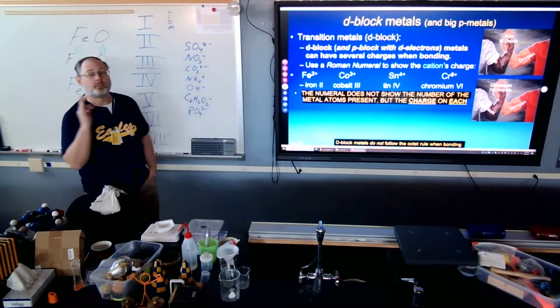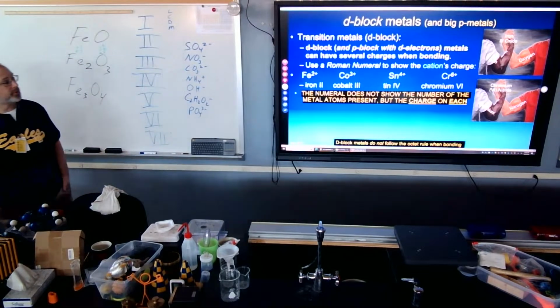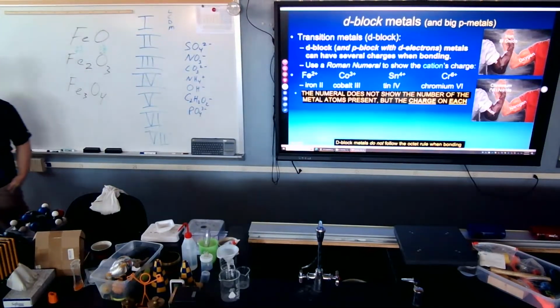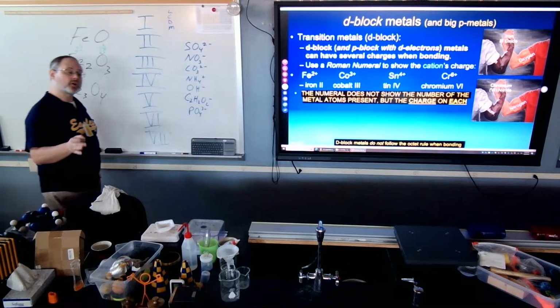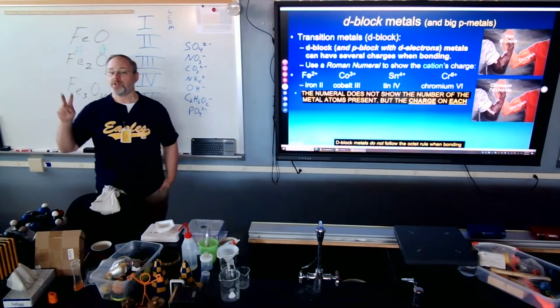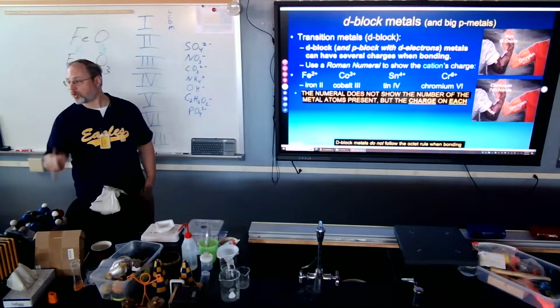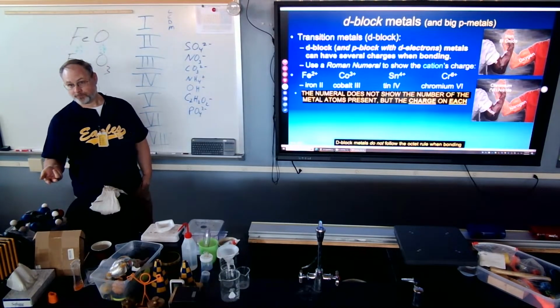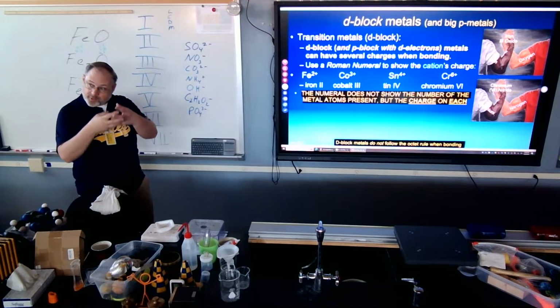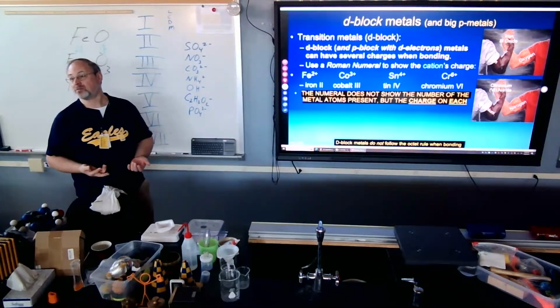So the biggest trap when you're using Roman numerals is you look at it and say, oh, I see a 3, that must mean there's 3 irons. It doesn't. It means there's a charge of 3 on each iron. Also, you don't use Roman numerals in formulas. You only use them in names, because in formulas, when you put it together and get 0, the charges are kind of taken care of.